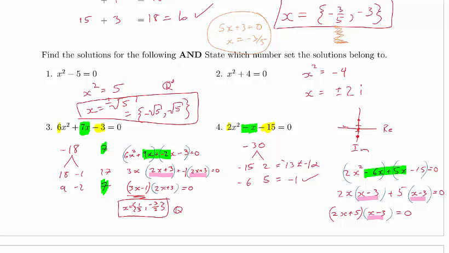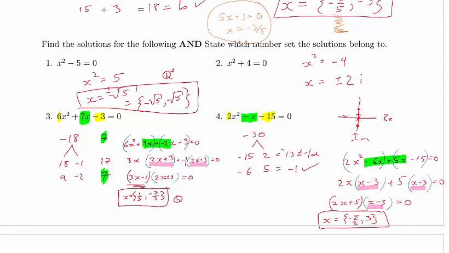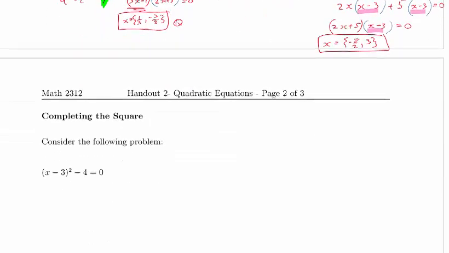Alright, and now we just solve each one for 0. First one, negative 5/2. Second one, simply positive 3. There we go. These are both rational numbers. Note that the second number, the 3, is both an integer and a natural number. Alright. So go ahead and hit the pause button, review this part of the handout, make sure it makes sense before we move on to the next part, completing the square.